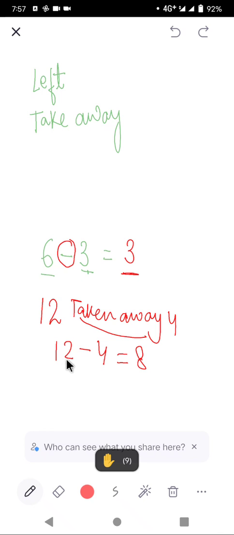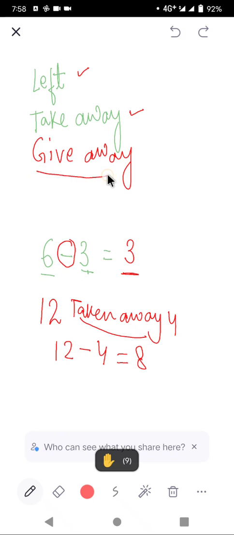So when we need to find out how many are left, then you need to subtract. If take away is in the question, if you take away something from something, then you need to subtract. Okay, give away. When this word is written in the question, then you need to perform subtraction.